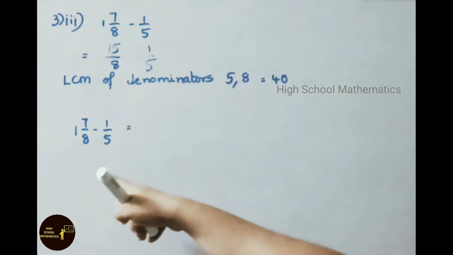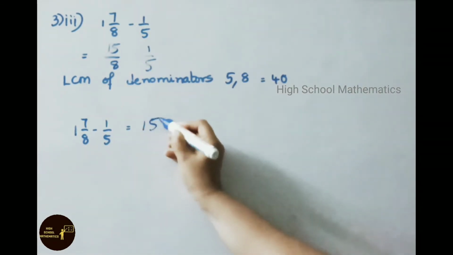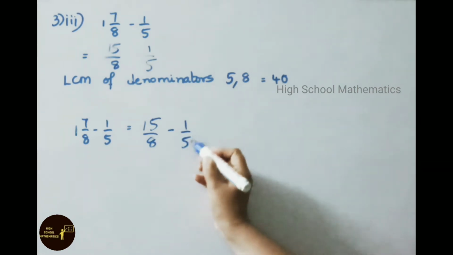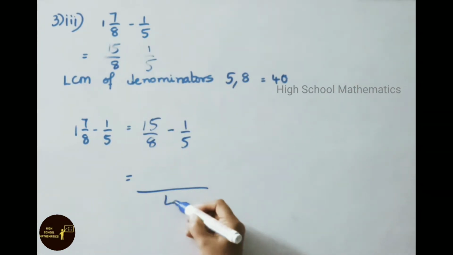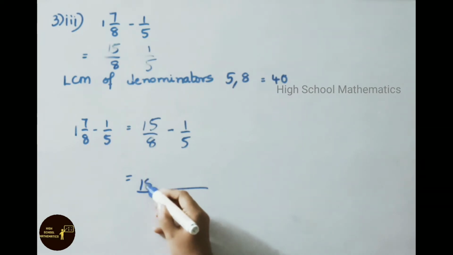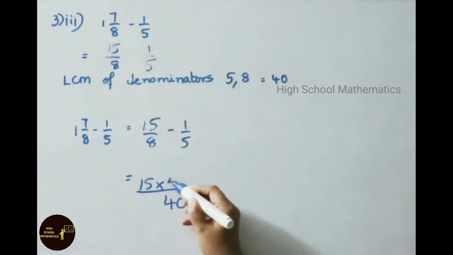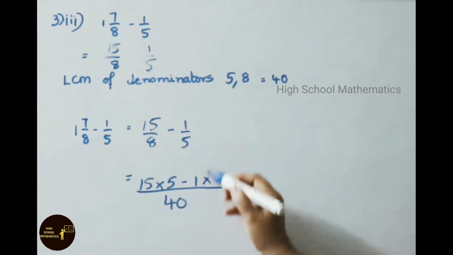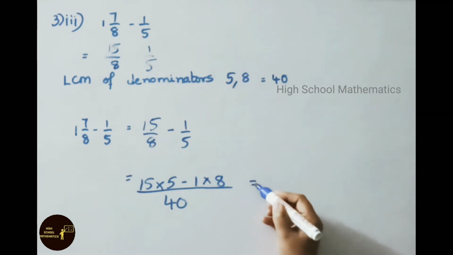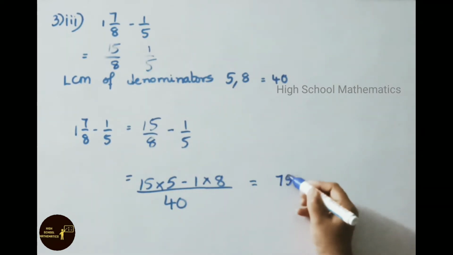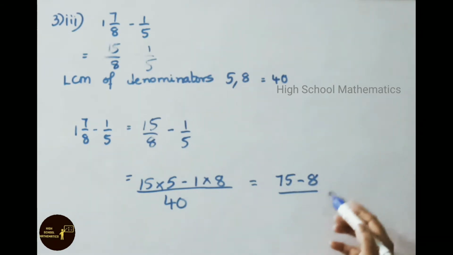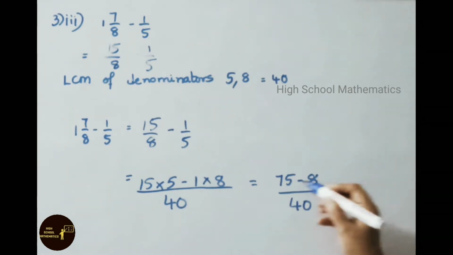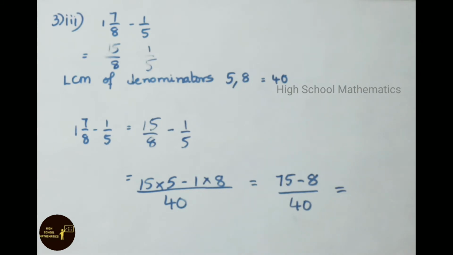So write down 1 7 by 8 minus 1 by 5 that equals 15 by 8 minus 1 by 5. That equals, LCM of denominators is 40. Now write down the numerator: 15 into, 8 table 40 is 5 times, minus, write down the next numerator 1 into, 5 table 40 is 8 times. That equals 15 5s are 75 minus 8. So 75 minus 8 by 40. That equals, now we have to do the subtraction. 75 minus 8 is 67. Write down 67 by 40 as the answer.